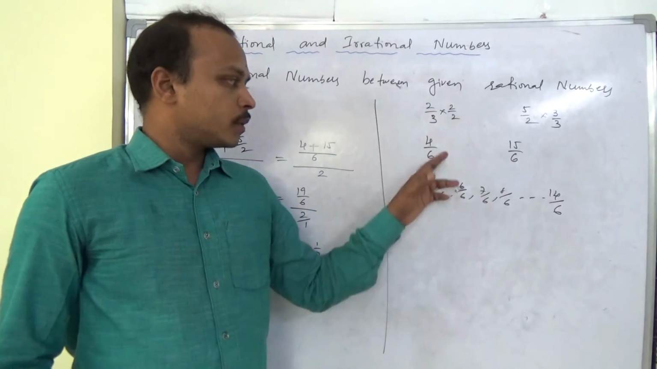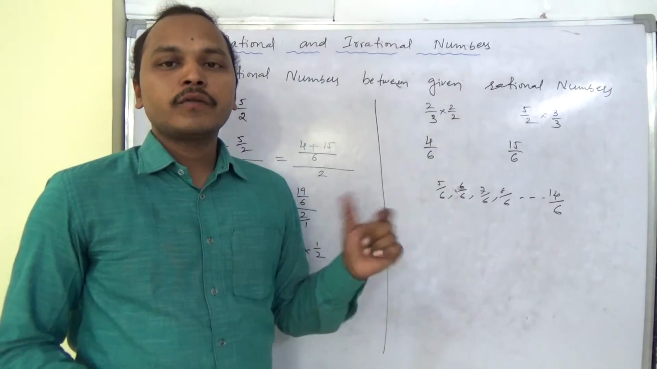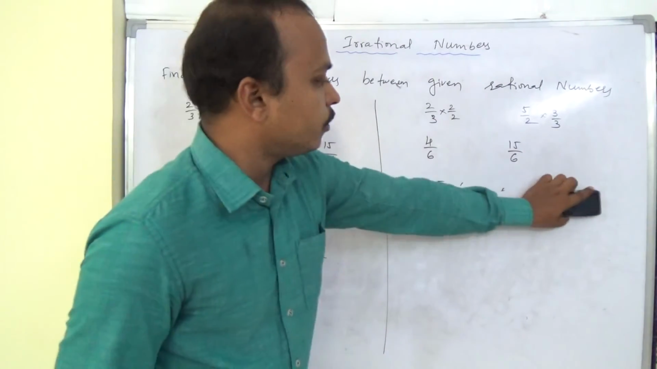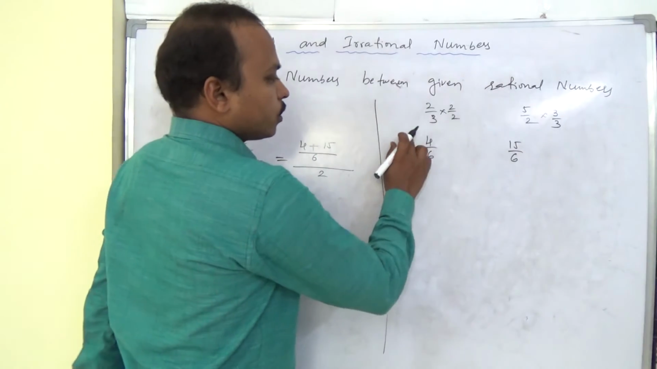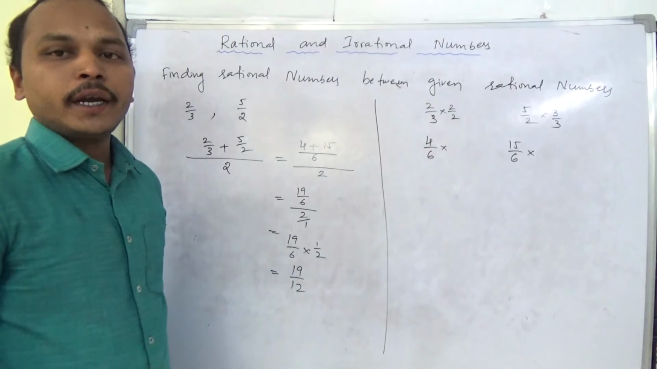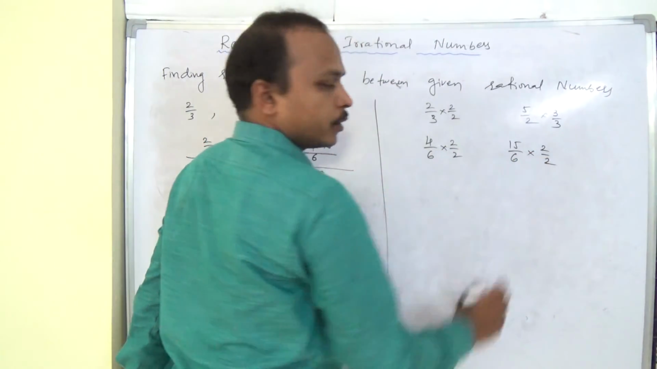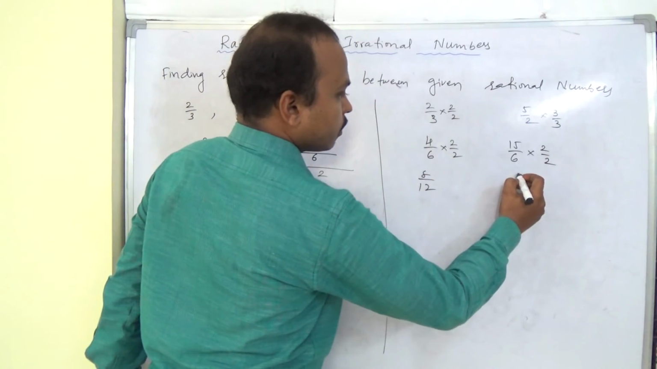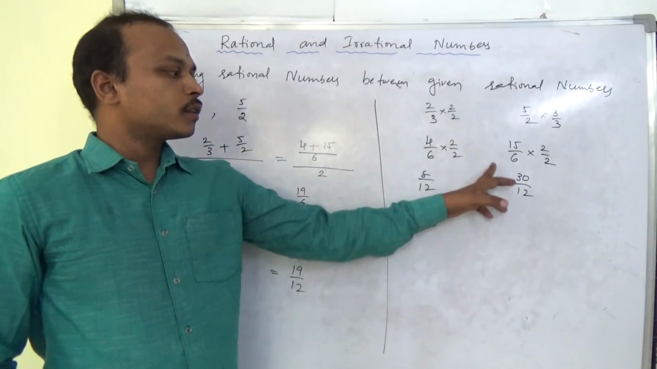If I want 20 rational numbers between these two, what should we do? We should increase the denominator by some number. For example, in between I need 20 rational numbers. Now this is 4 by 6, 15 by 6. Multiply and divide by the same number. I am taking 2 by 2, 2 by 2. Now this becomes 8 by 12 and this is 30 by 12.